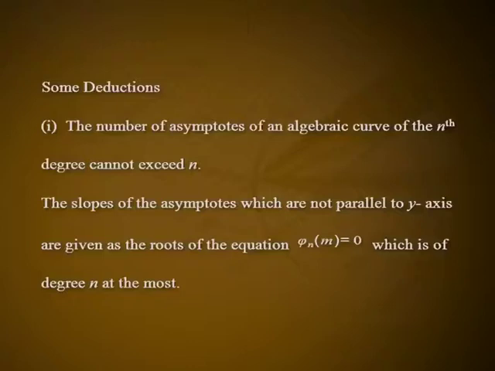Some deductions. The number of asymptotes of an algebraic curve of the nth degree cannot exceed n. The slopes of the asymptotes which are not parallel to y axis are given as the roots of the equation phi n of m is equal to 0, which is of degree n at the most. In case the curve possesses one or more asymptotes parallel to y axis, then it is easy to see that the degree of phi n of m is equal to 0 will be smaller than n by at least the same number, hence the result.